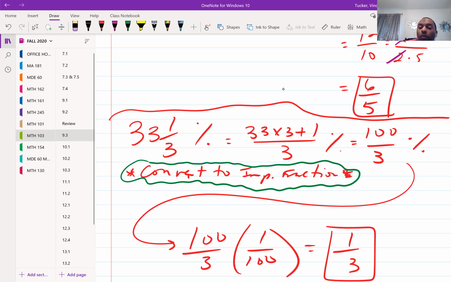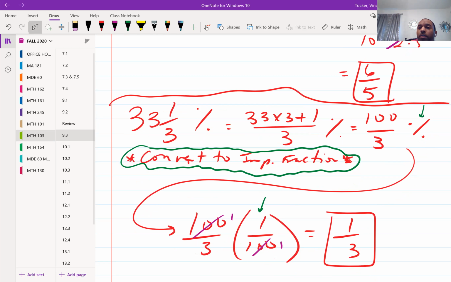All right. Once you do that, then take your percent sign and substitute in 1 over 100 for it. 100 over 100 will cancel, leaving us with just 1. And that will be 1/3.